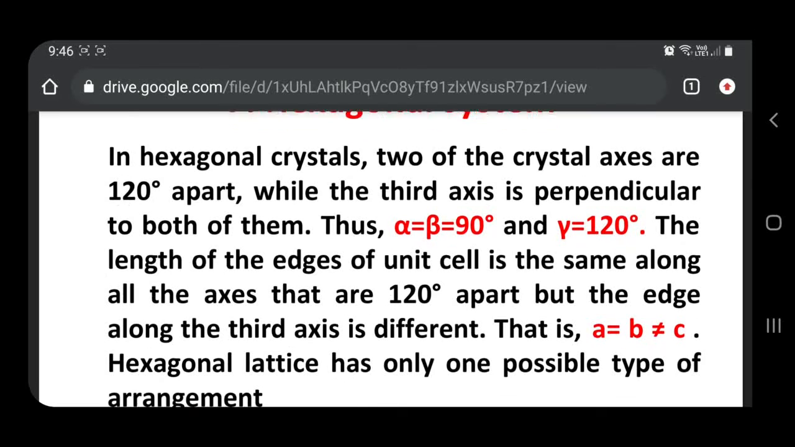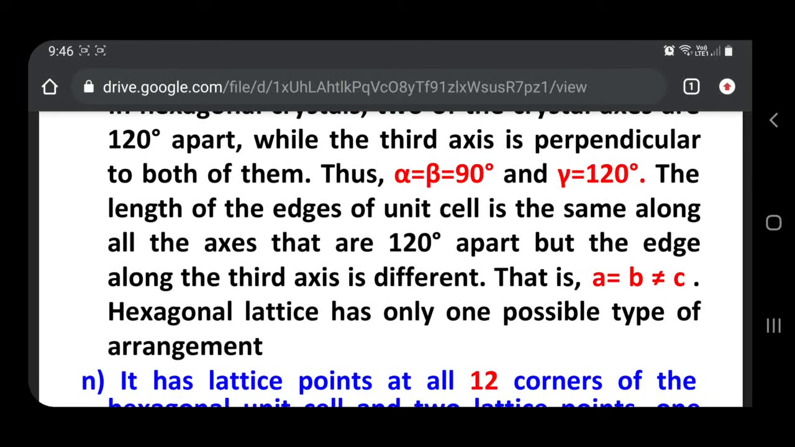So the length of the edges of unit cell is the same along all the axes that are 120-degree apart, but the edge along the third axis is different. So A is equal to B, the two lengths are equal, but the third one is different.